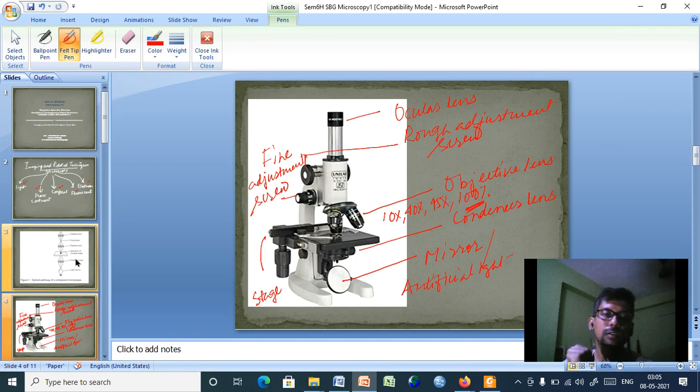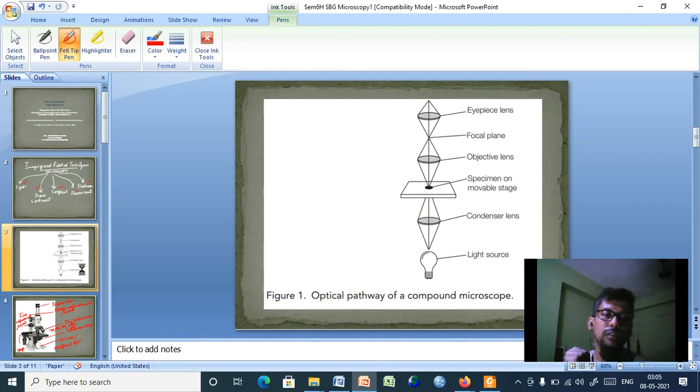Now please follow this basic diagram or diagrammatic representation. This is the light source, the condenser lens, the specimen on the movable stage, objective lens, focal plane, and it forms the enlarged image.